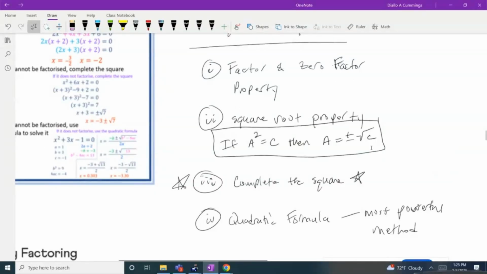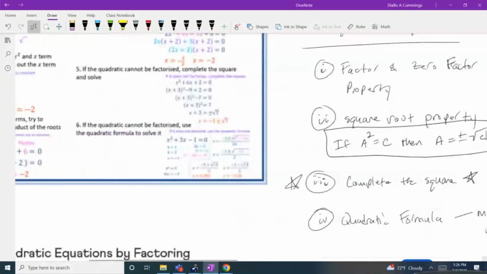In order to use the square root property, you must have your squared term and your constant term only. And then in order to complete the square, you have to have a certain form, which is the squared term and the first degree term. But the most powerful is this quadratic formula. So regardless of which method the question tells you to use, you can always use this quadratic formula. All right.